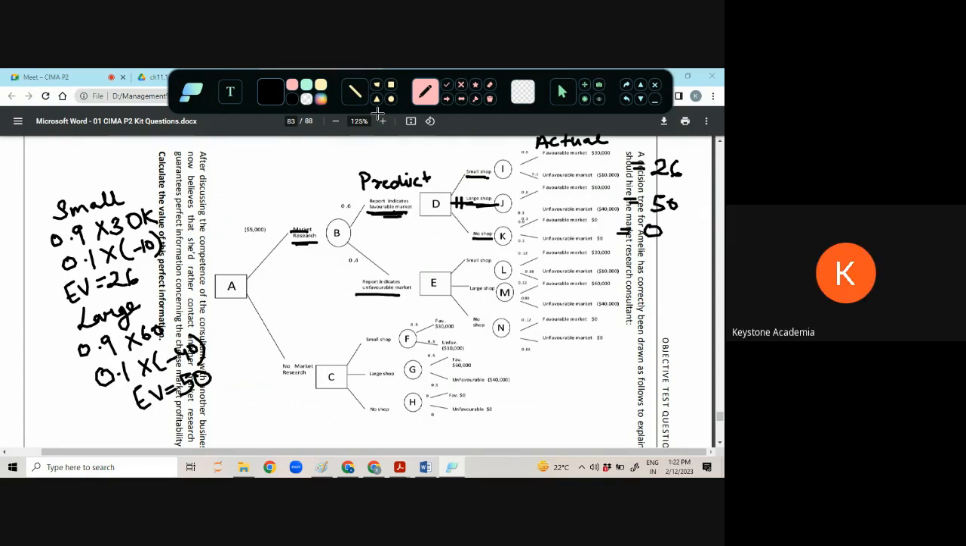Okay, any doubt? So basically, we move backwards in a decision tree. We will first calculate all the expected values, then make a decision, and then go back here. So if market research says unfavorable, again there are three choices in front of me: a small shop, a large shop, and a no shop. No shop is going to be zero. Now calculate this. If the small shop, what are the probabilities? 0.12 into 30K and 0.88 into minus 10. Calculate this.